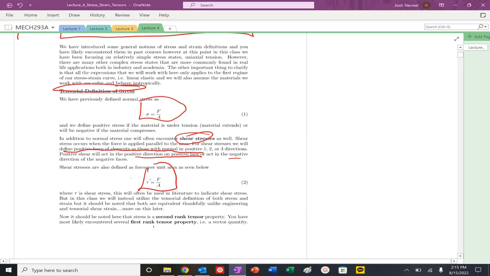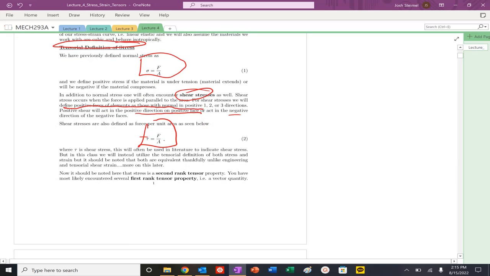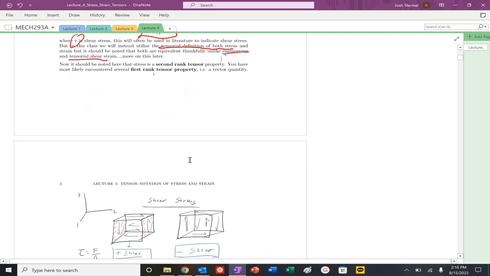Shear stress, this tau, you'll typically see that value, same units. We will not use this; we'll typically use our tensorial definition. But if you see tau, that is typically talking about engineering shear stress. Thankfully, our tensorial definition of stress, or shear stress, is going to be the exact same as our engineering definition, but unfortunately for tensorial shear and engineering shear, that is not the case, and that's going to cause some complications for us.